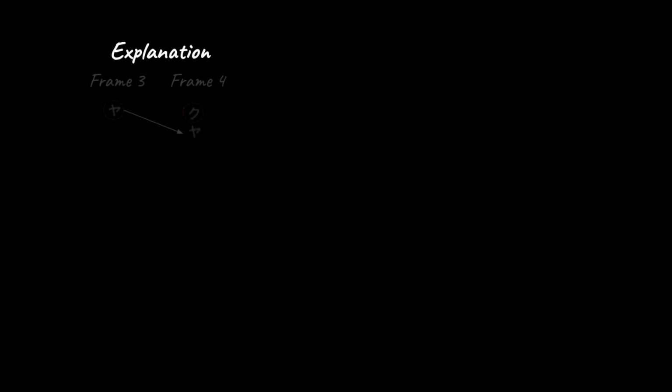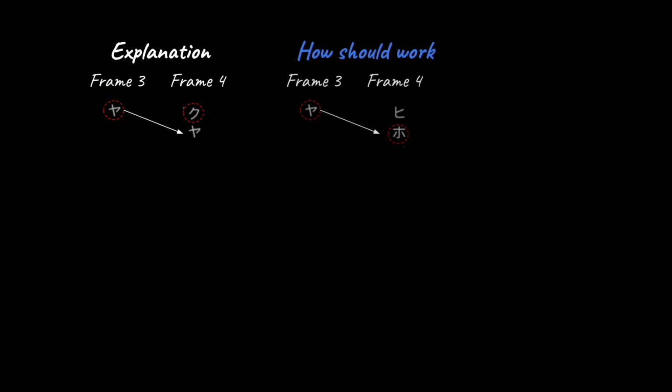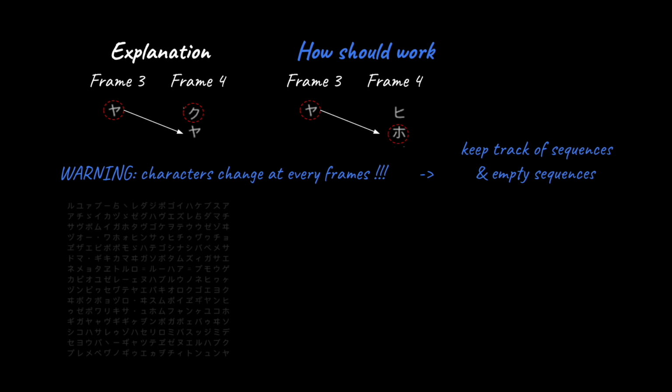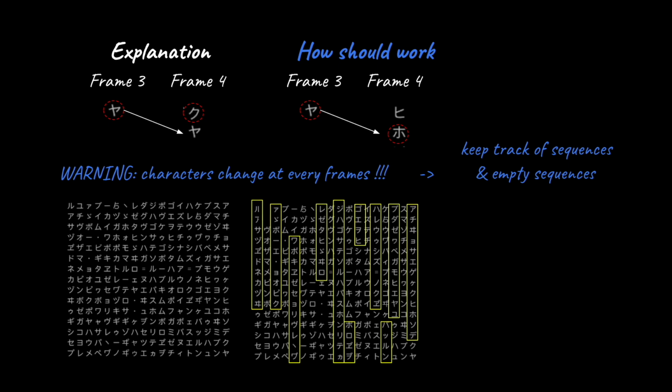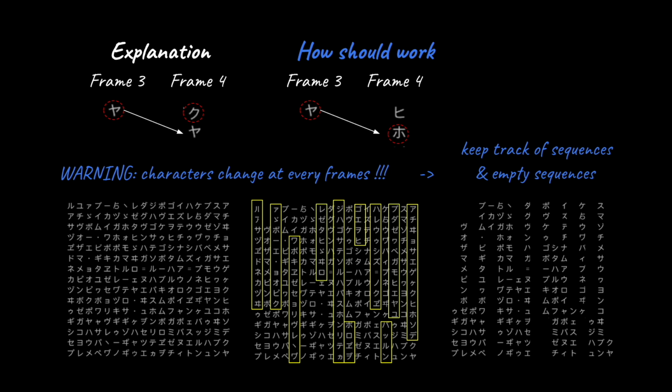In our explanation, characters do not change from one frame to another. However, this is not how it is supposed to work. In fact, for each sequence, all the characters are going to be different if we compare one frame to the next one. So in practice, what we're going to do at each frame is to fill the screen with Japanese characters. Then, as we will keep track of both the position of the sequences and the empty sequences, we're going to color each character accordingly. So for example here, all the characters in the yellow boxes are going to be displayed as black.